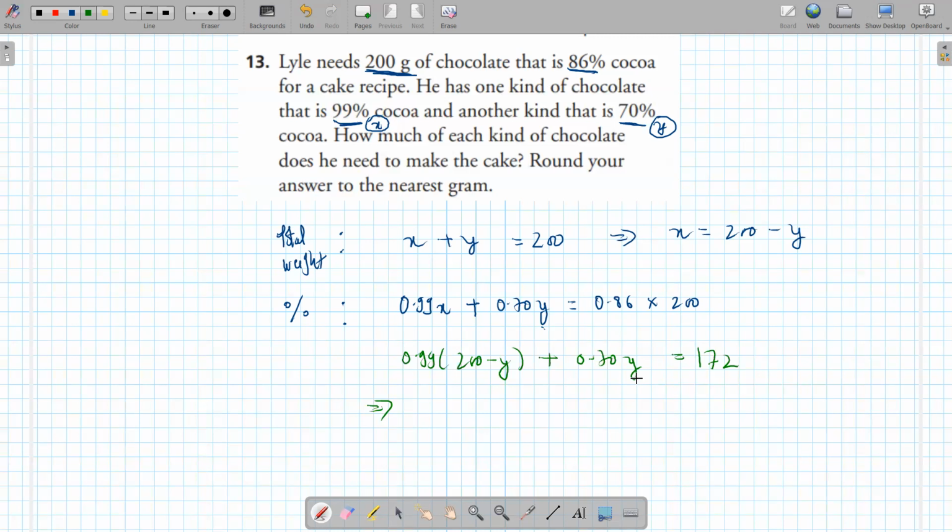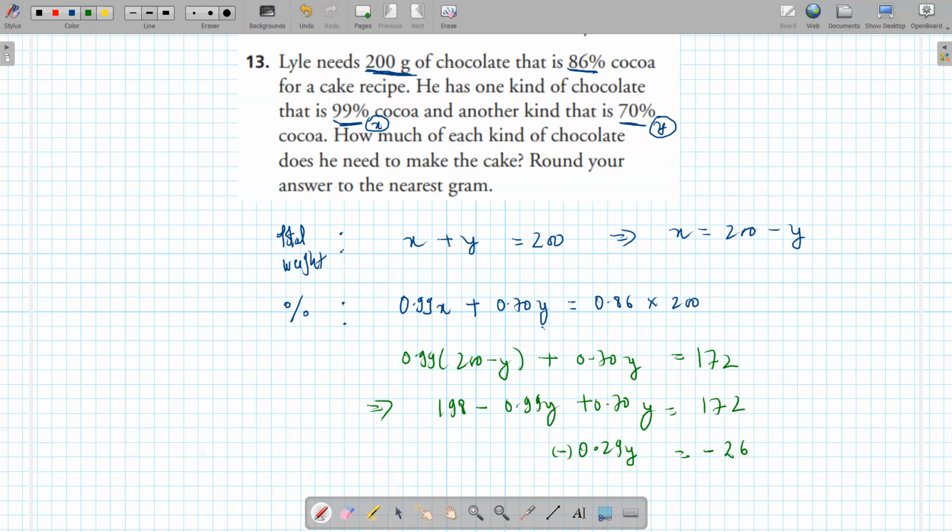Just use BEDMAS. Straight up, just open the bracket. So you get 198 minus 0.99y plus 0.70y equals 172. Collect the like terms. 0.99 plus 0.70 is 0.29y with a negative sign. Subtract 198 from both sides. You get negative 26.